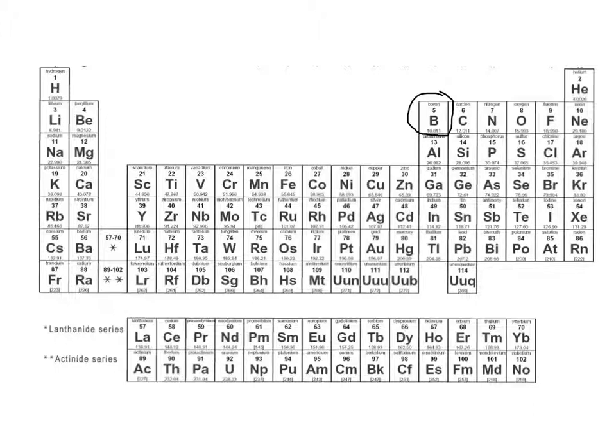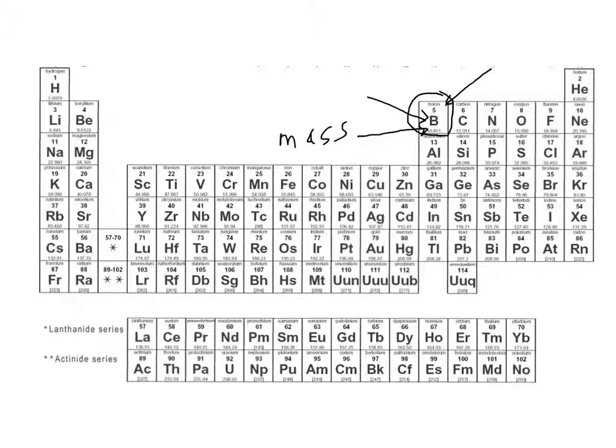Within that box is the symbol of the element, B for boron in this case. The number above the symbol is the atomic number, 5 for boron, and then the number down below is the atomic mass, the average mass of an atom of boron.